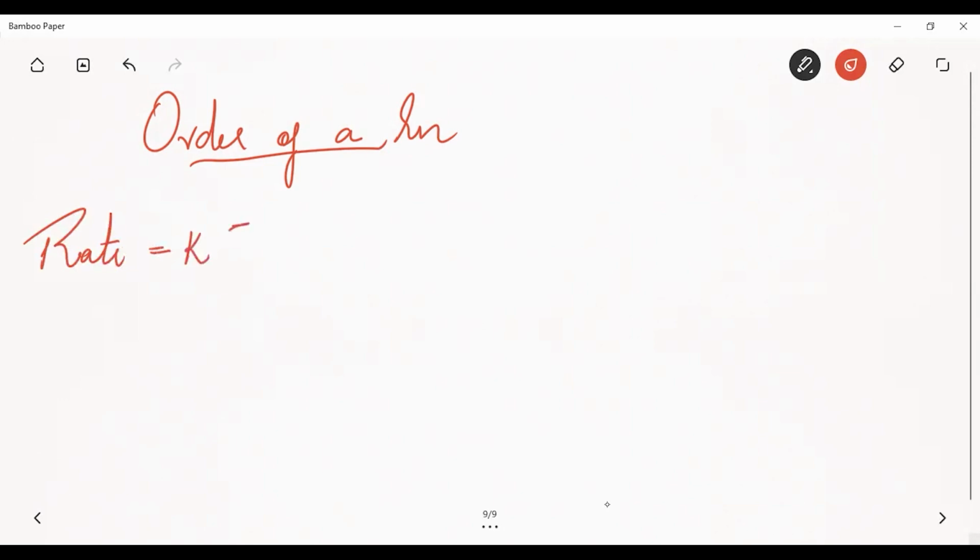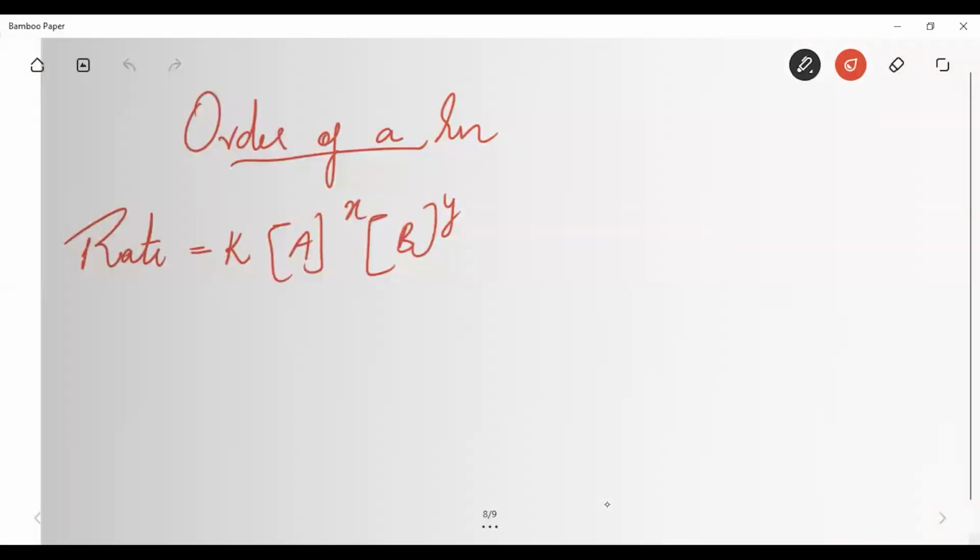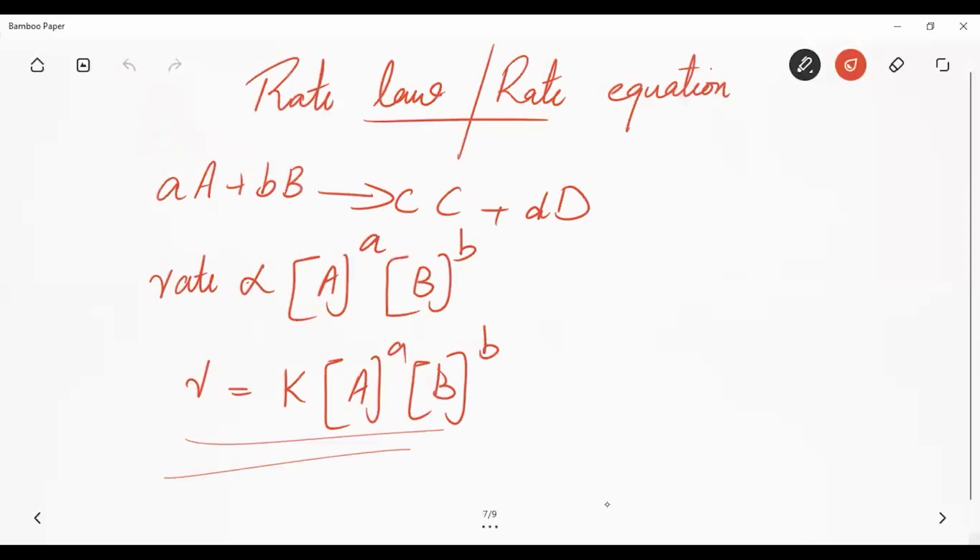Now we are going to discuss the order of a reaction. Let us write the formula: rate is equal to K times [A]^x [B]^y. In the rate equation we can write x and y, because they may or may not be equal to a and b. It is not a must that they equal a and b. They can or cannot be equal to the stoichiometric coefficients.